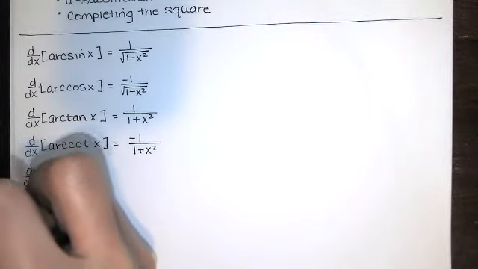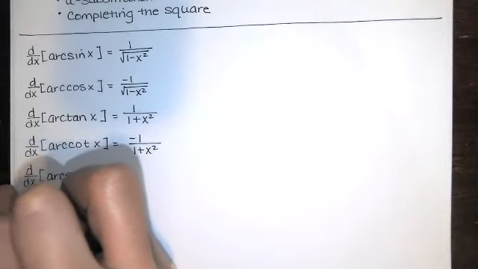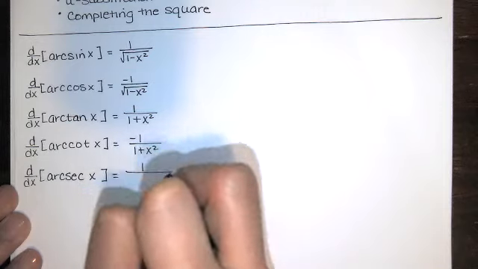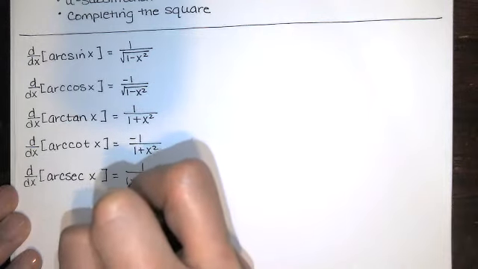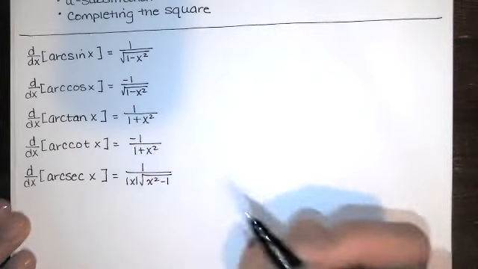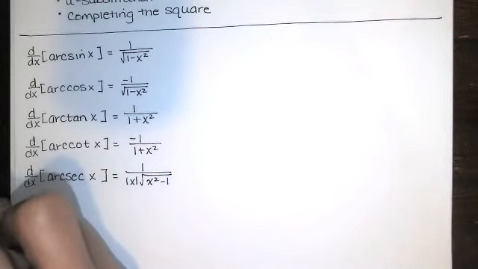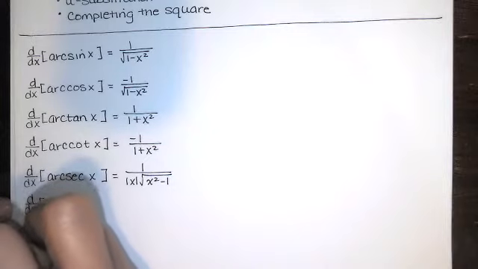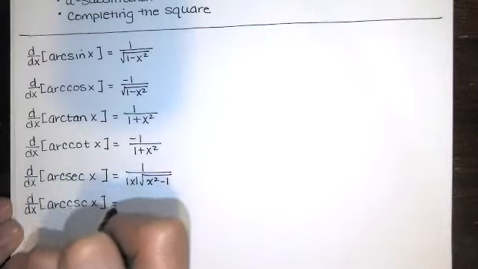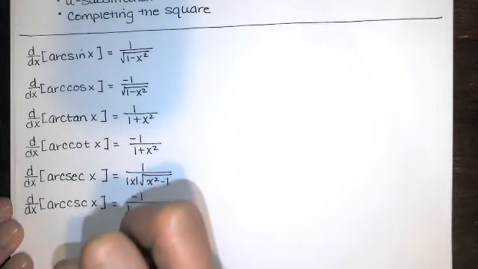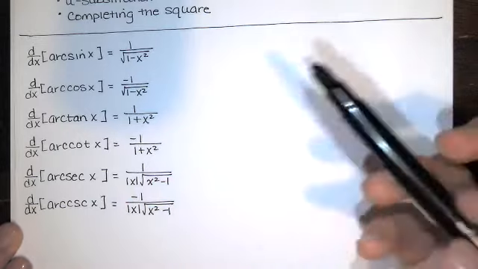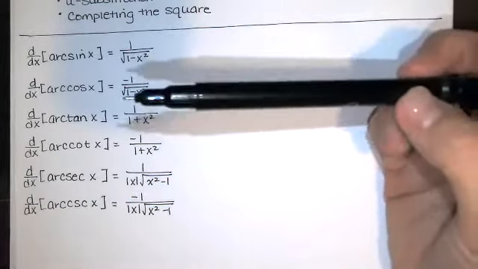Then we looked at arcsecant of x, and that turned out to be a little different. We had 1 over the absolute value of x times the square root of x squared minus 1. And arccosecant was exactly the same. Its derivative was exactly the same, but it was multiplied by -1. So even though it looks like we have 6 rules here, we really only have 3 rules. They just sort of come in pairs.